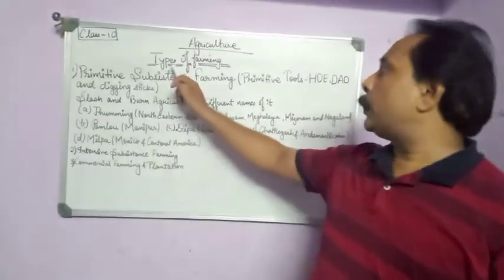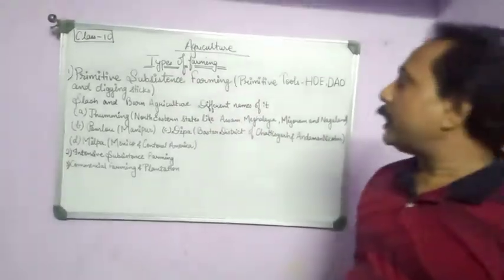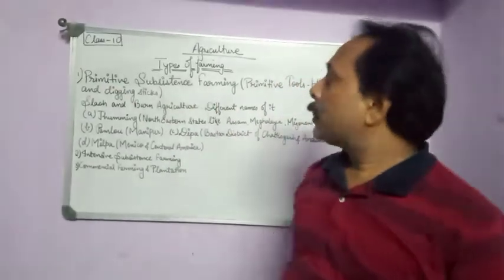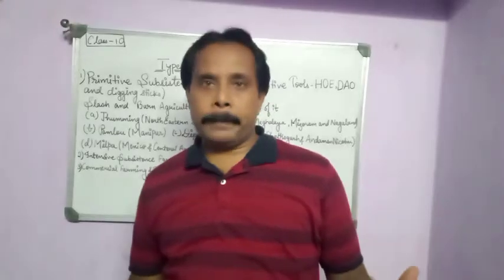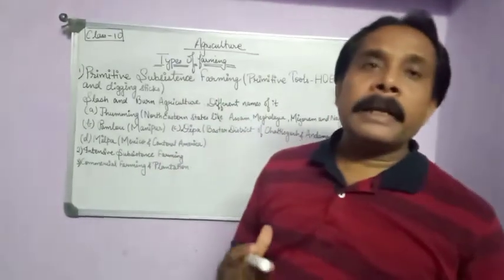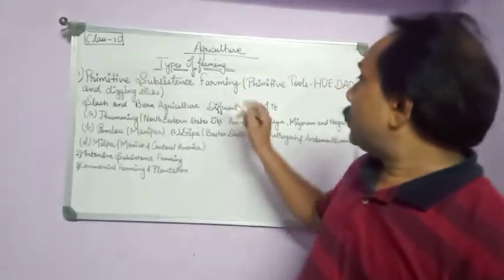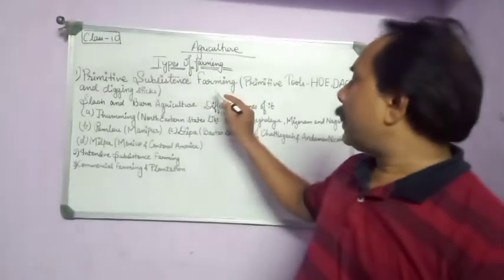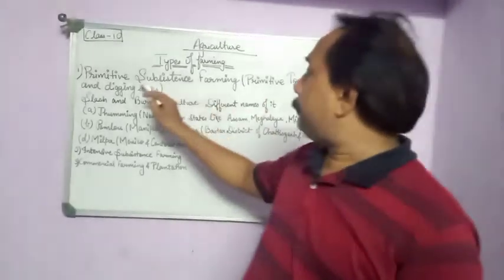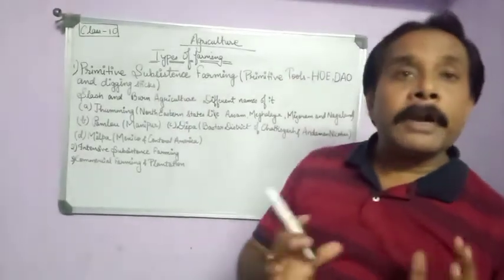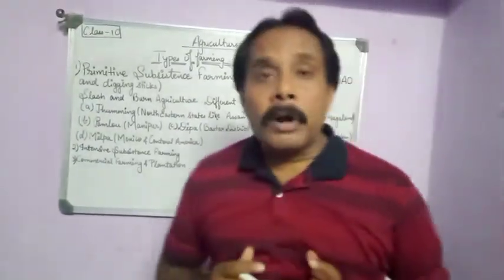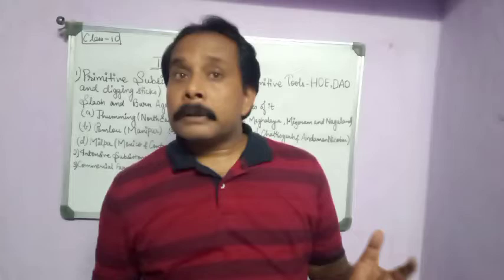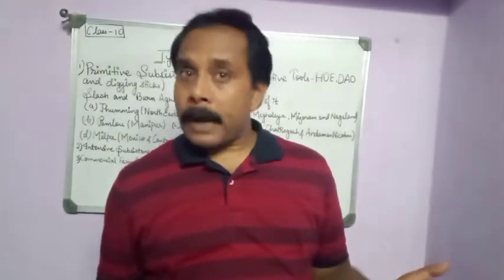First, I want to know the types of farming. The first type of farming is primitive subsistence farming. Primitive means the ancient time, how people in ancient time were utilizing the land for production of crops and other things. Here the term is subsistence. They were doing farming for the survival of their life. They were not producing their products to sell in the market.